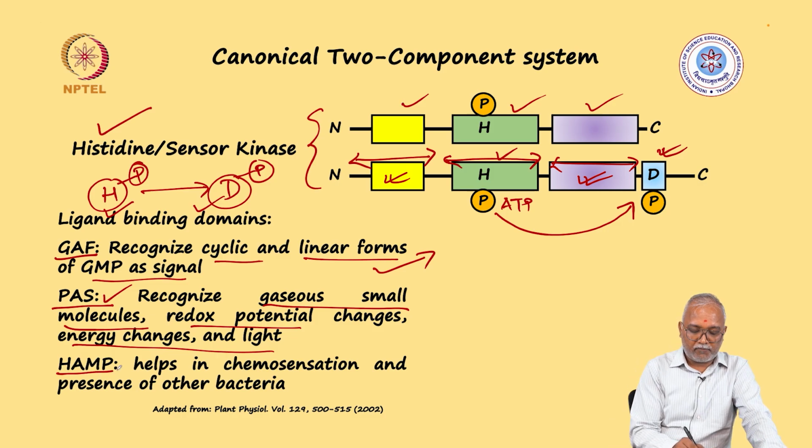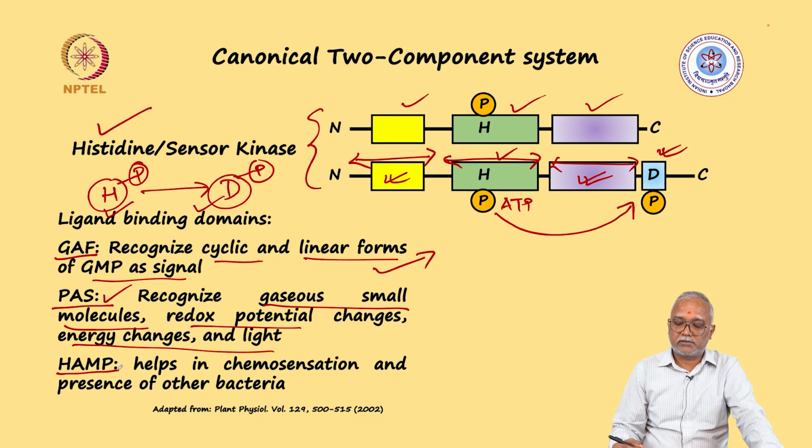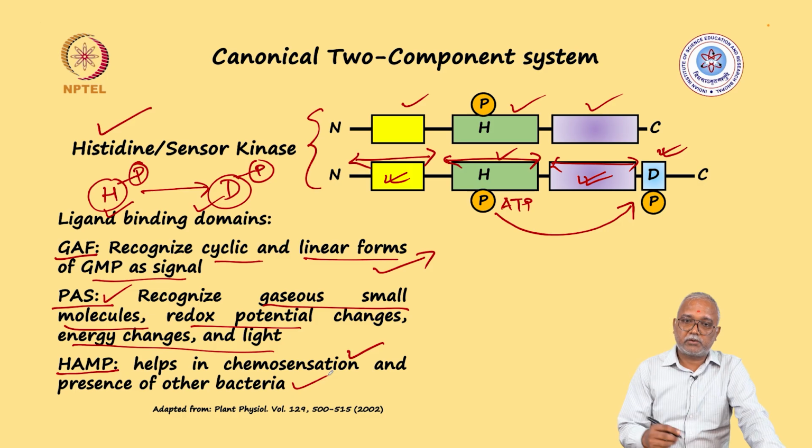Another domain which has been found often in these receptors is the HAMP domain, which helps in the chemosensation when there is a presence of another bacteria. Remember that we saw how Dictyostelium was moving towards a signal of cyclic AMP. So here also there could be a signal which will be coming from another bacteria, and the other bacteria will be responding to that.